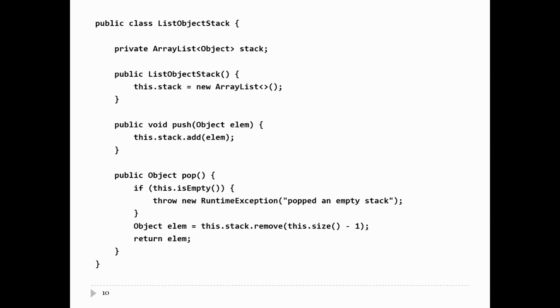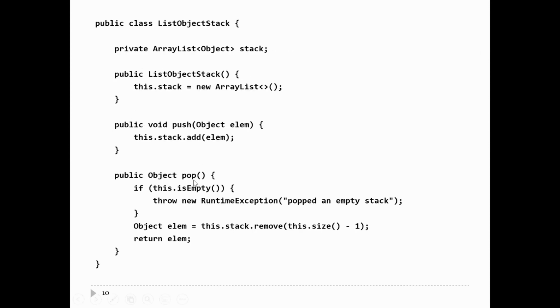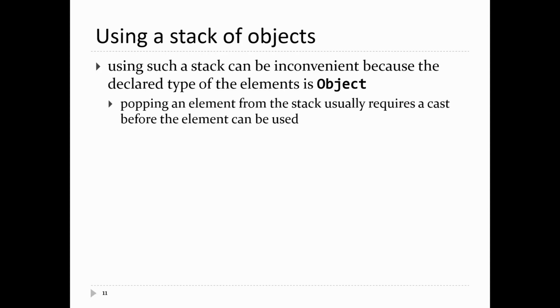And so this is what you'd used to do. If you wanted a generic collection, you would just make the collection the element type object. This has an unfortunate consequence, though. When you use this particular class, whenever you pop an element, you get back an object. And that's inconvenient because when you pop the element and you want to use it for something, you have to cast it to the type that you are expecting is actually on the stack.